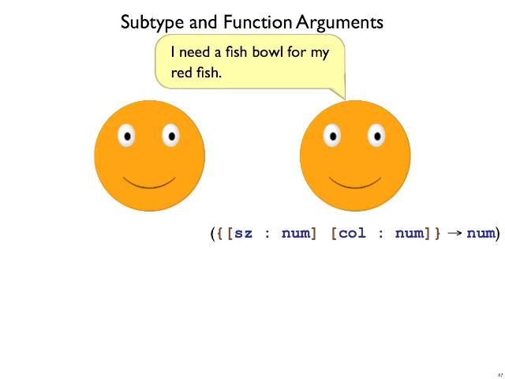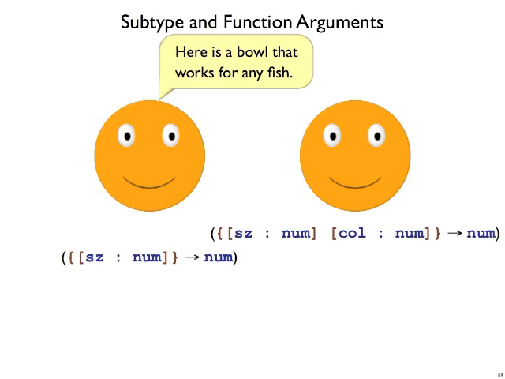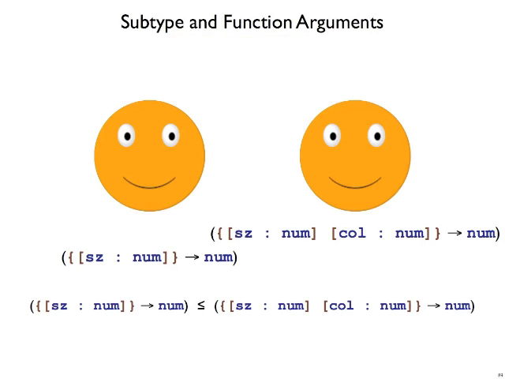Suppose Bob says, I need a fish bowl that will work for my red fish. He's got a colorful fish now. If Alice says, well, here's a bowl that works for any fish, then Bob is going to be happy. That is, if we wanted a bowl that works for specifically color fish, and we get a more general bowl, a bowl that can take any kind of fish, then Bob will be happy. It's a kind of strange thing here that things flip around. A bowl that's more general is rarer than a bowl that works specifically for colorful fish.